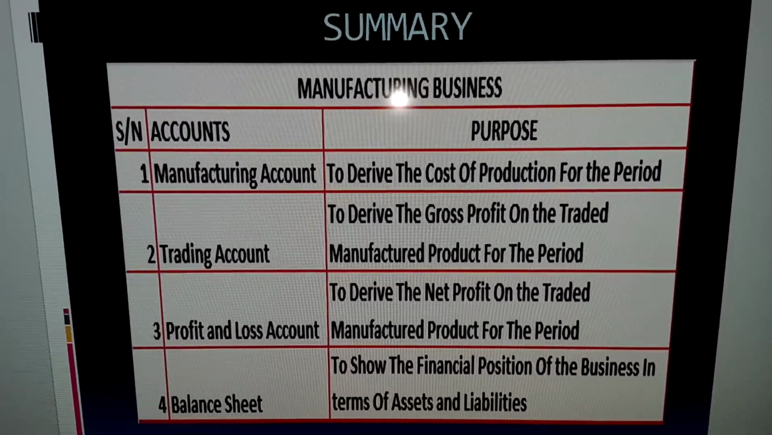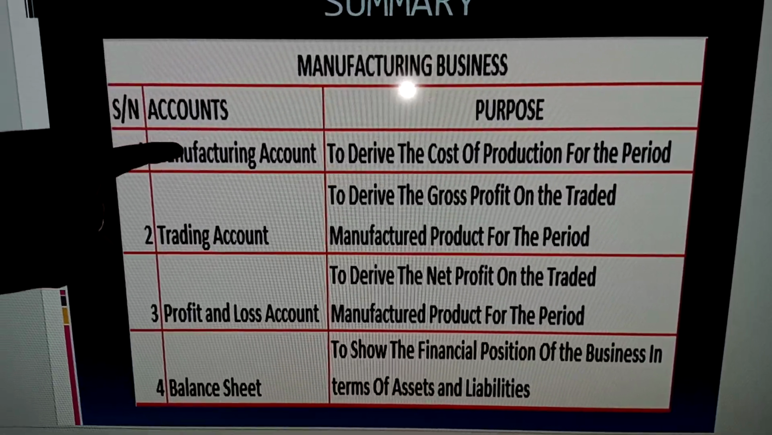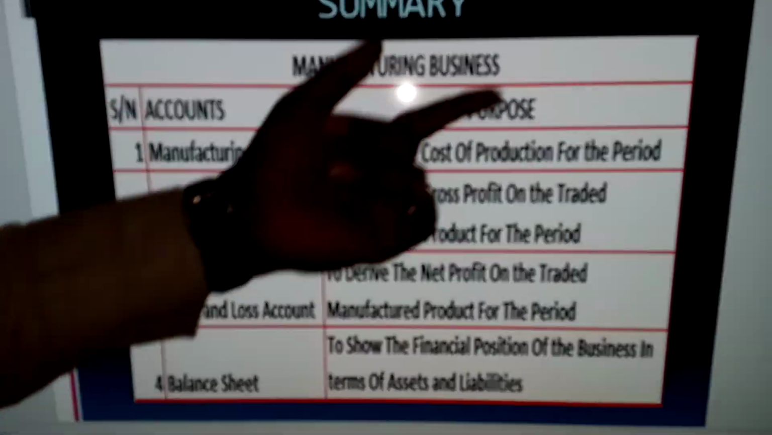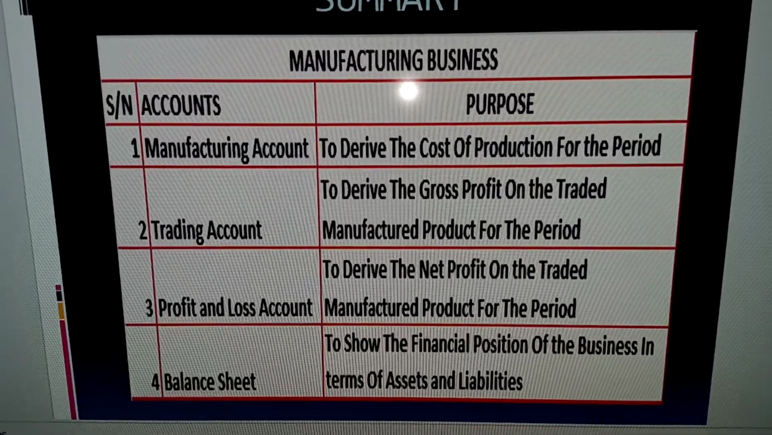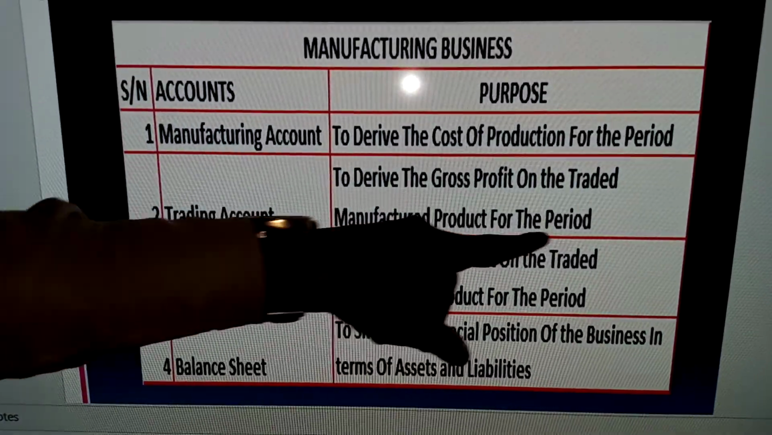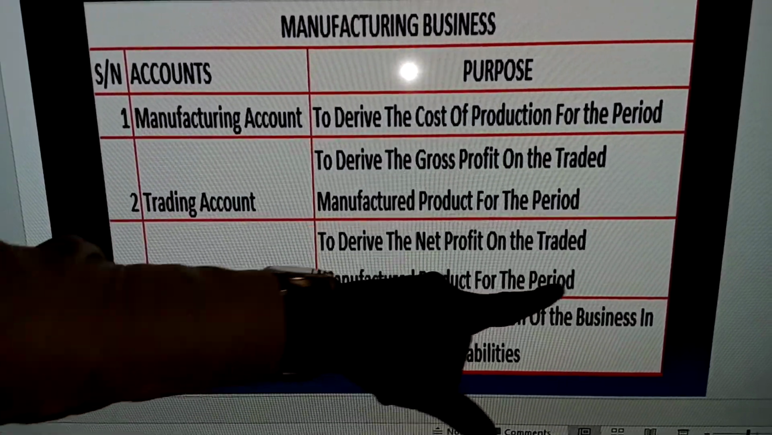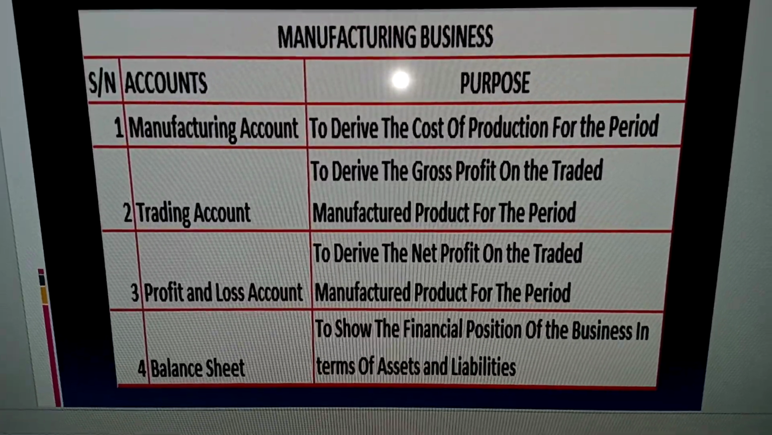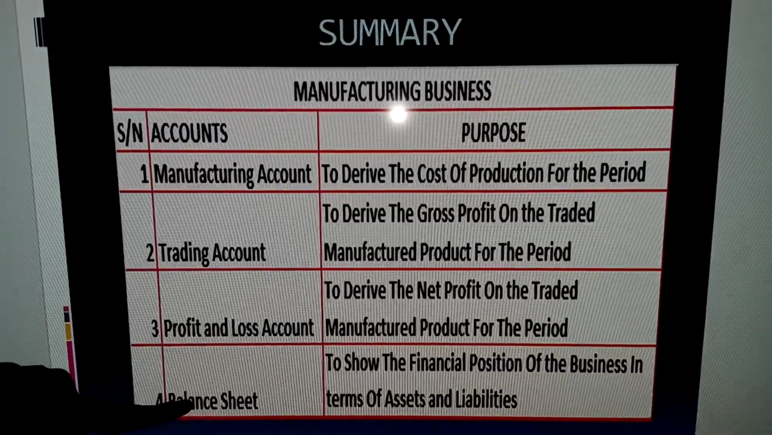So here is a summary of what we are talking about. This is the manufacturing business. What are the accounts? We've already established how to prepare the manufacturing account. What's the essence? To derive the cost of production or cost of manufacturing for the period. After manufacturing, we transfer it to the trading section to distribute. So what do we do? We're trading. So we prepare the trading account to get our gross profit on the traded manufactured product for the period. Then we prepare the profit and loss account to get net profit on the traded manufactured product for the period. Then what next? We show the financial position of the business in terms of assets and liabilities. That is shown in the balance sheet.